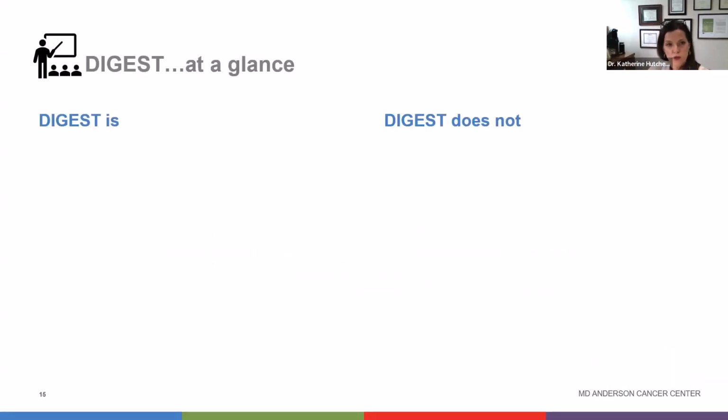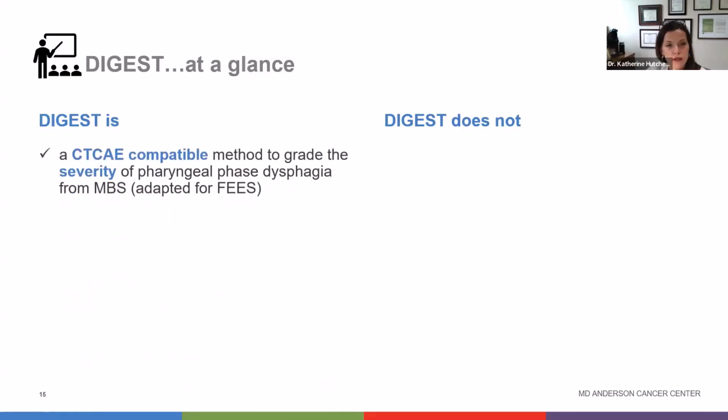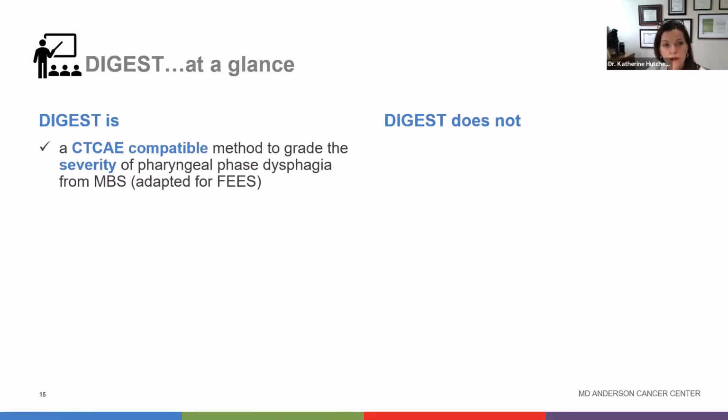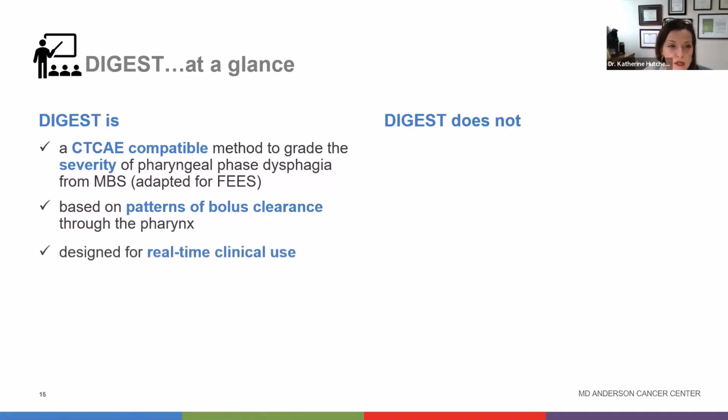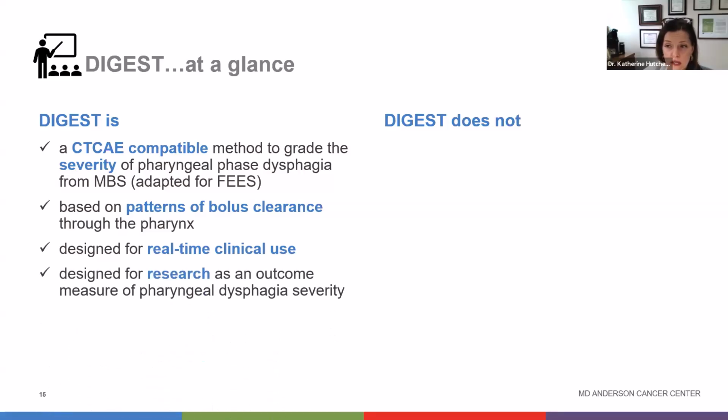So for any instrument or tool that we use, it's super important to understand what it is and what it is not. And just to recap, Digest is a CTCAE compatible method used to grade the severity of the pharyngeal phase of swallowing impairment from a modified barium swallow study. It was also adapted for FEES. It was developed for cancer initially, and specifically head and neck cancers. It's based on patterns of bolus clearance throughout the pharynx. It was designed for real-time clinical use, but also for use in dysphagia research as an outcome measure.